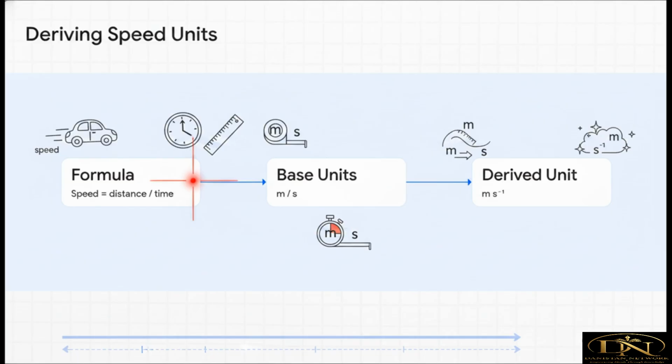We all know speed is distance divided by time. Okay, so the base unit for distance is the meter. The base unit for time is the second. So the unit for speed is just meters per second. That's it. It's that logical, built right from the basics.